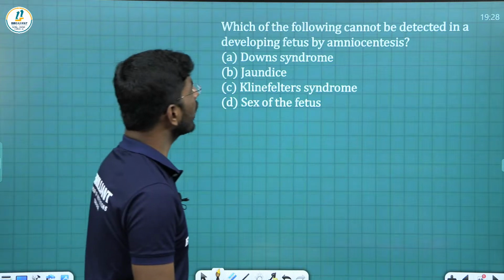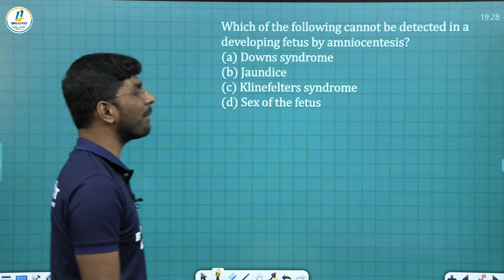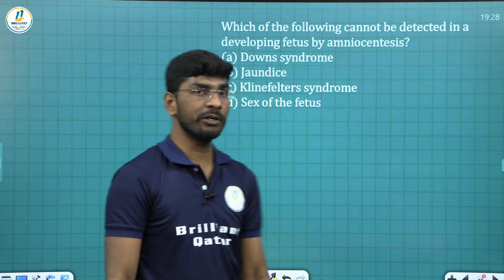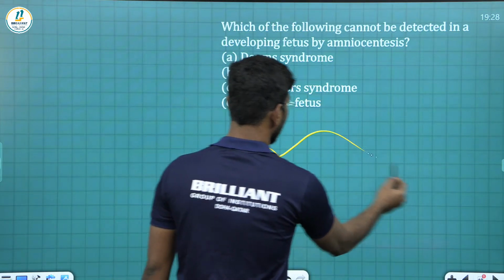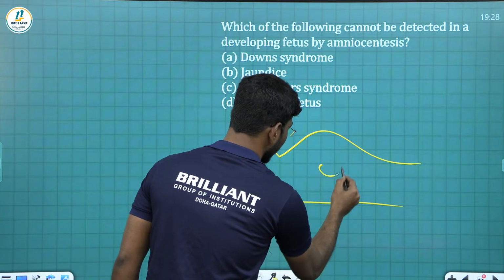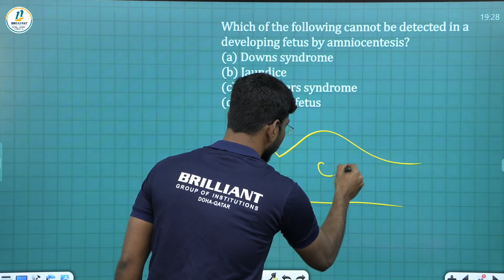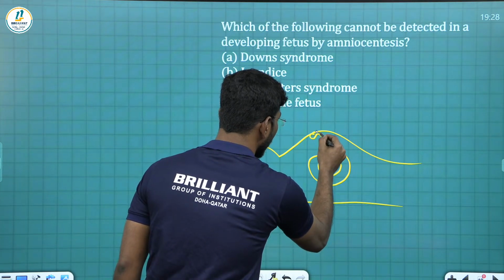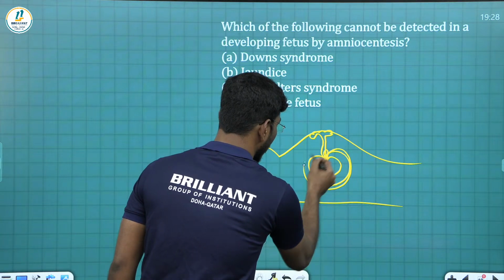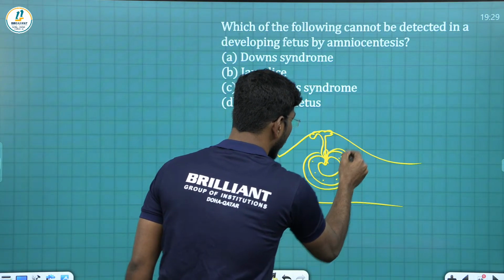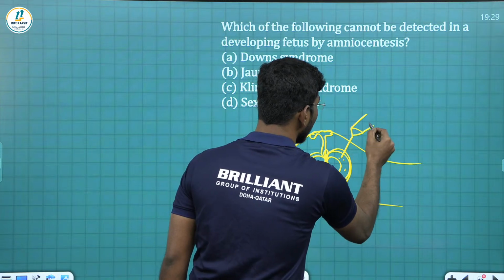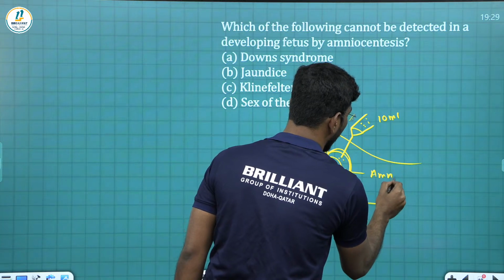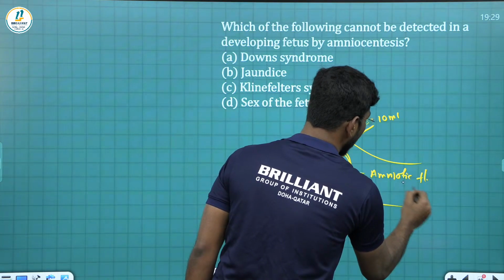Which of the following cannot be detected in the development of the fetus by amniocentesis? Something you cannot identify by amniocentesis. Amniotic fluid. Do you remember that day we discussed, beta? Here, this is the fetus. Now around the fetus there is amniotic fluid. This is the umbilical cord, placenta, and here the entire fluid is there, right? With a sharp needle injection, we will collect 10 ml of what? Tell me. This is called amniotic fluid. Amniotic fluid actually develops from where?